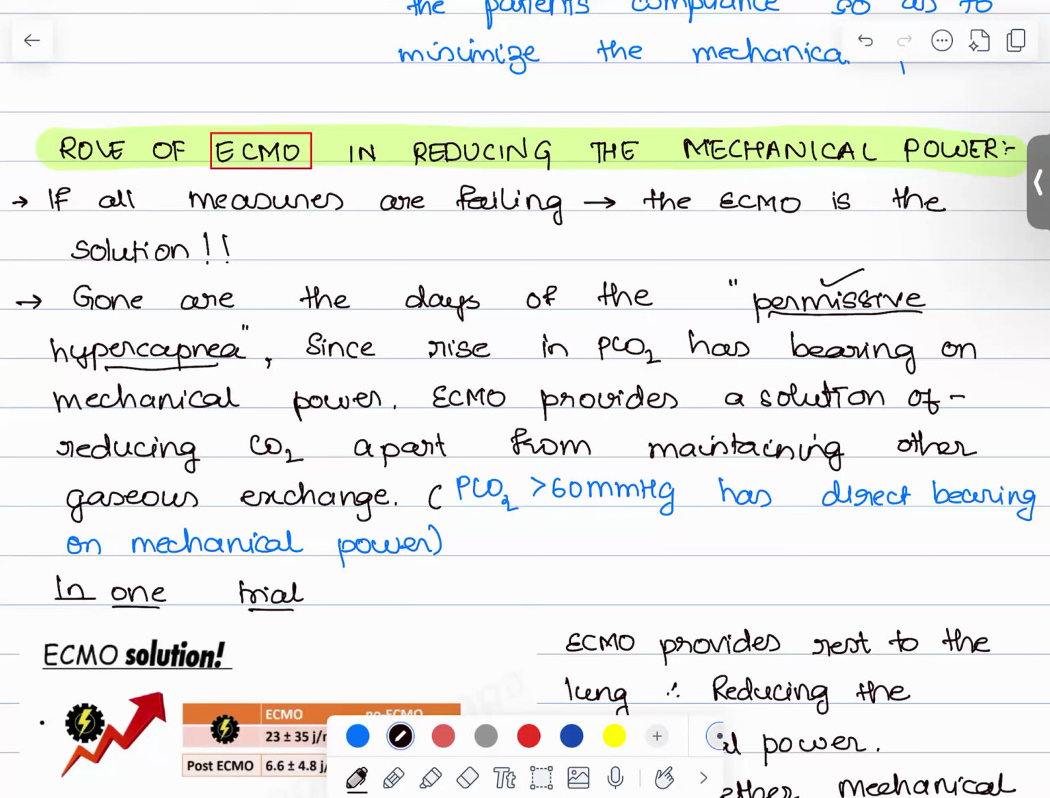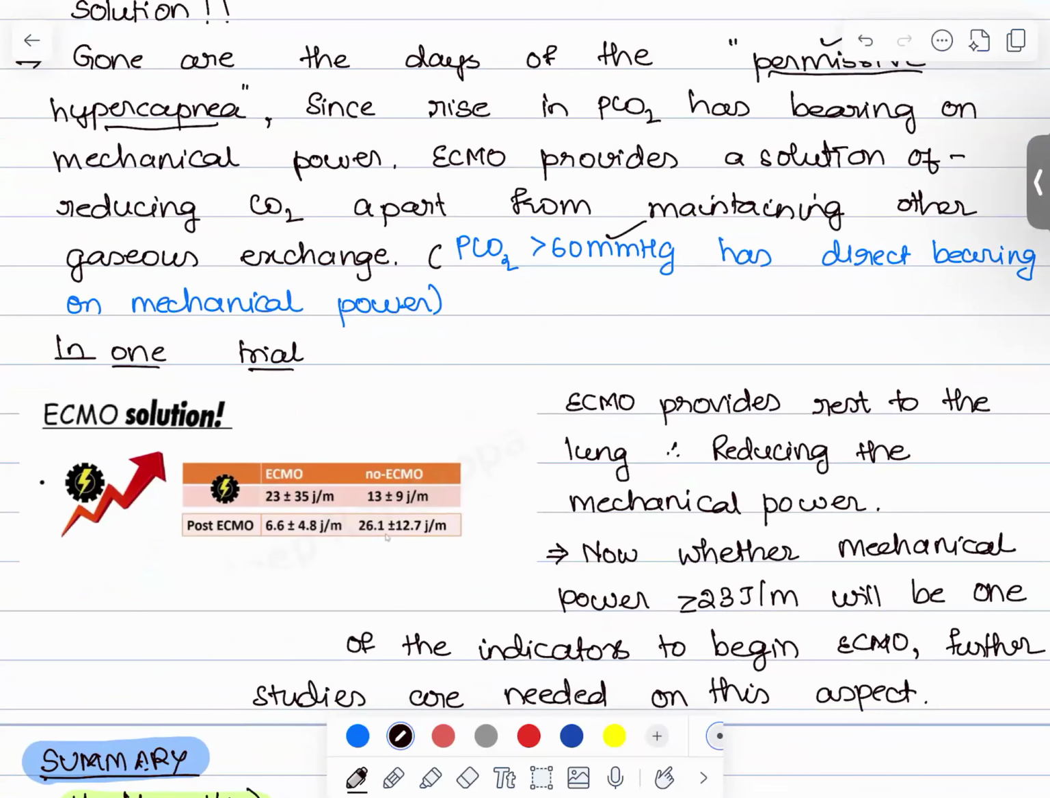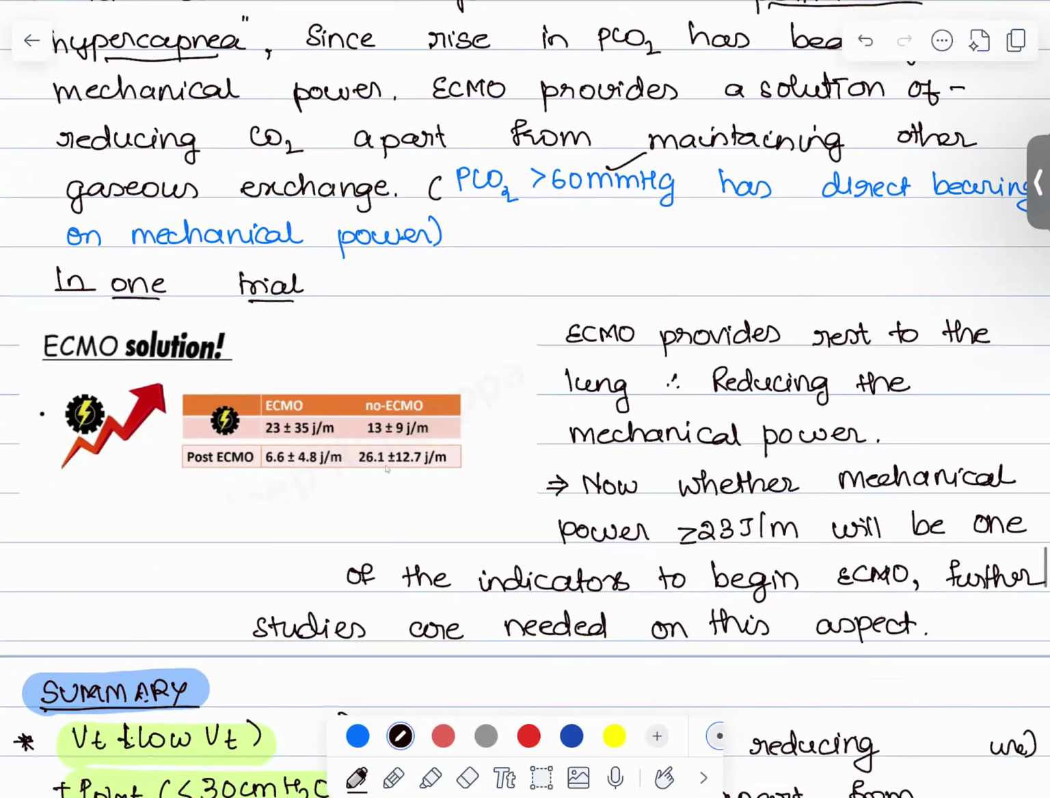If, for example, despite all these measures, proning and all, the PCO2 is more than 60 mmHg and has increased the mechanical power of the ventilator, then you can consider ECMO. What are the trials related to it? Yes, there is one trial.